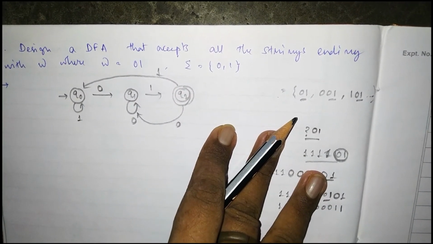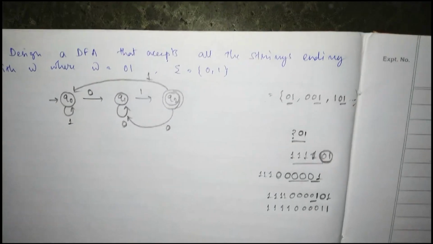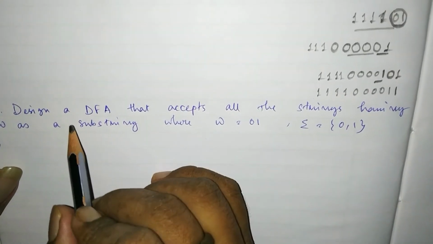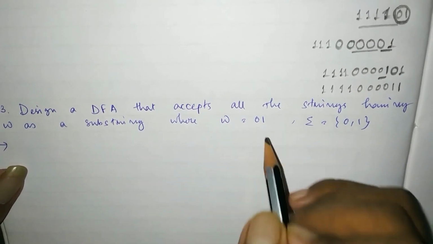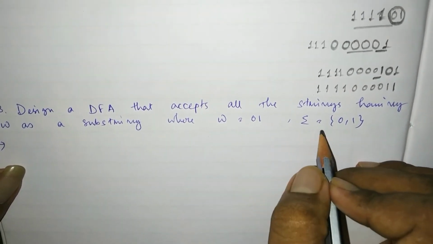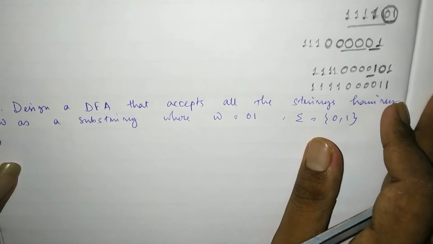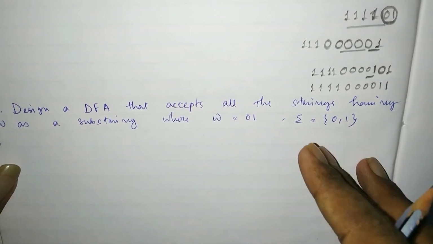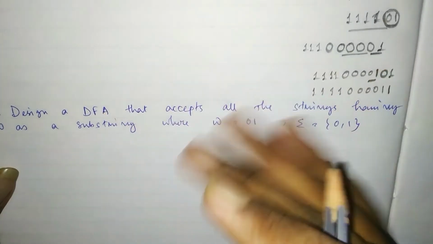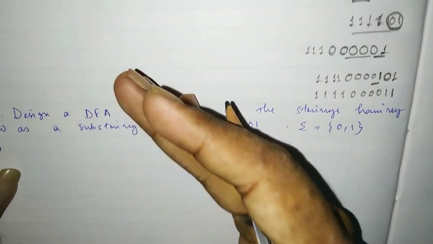Okay, so the next problem. The problem for today is: design a DFA that accepts all the strings having W as a substring, where W equals 01 and the set of possible input symbols is 0 and 1. So we first talked about the starting condition, then the ending condition, and now the intermediate condition. These are the possible questions that come.